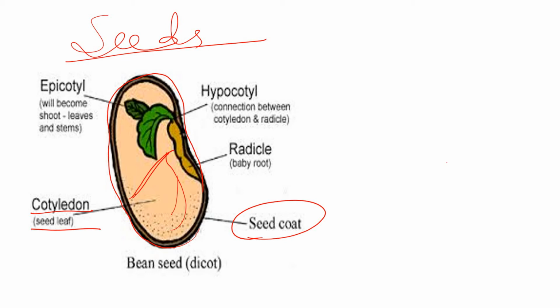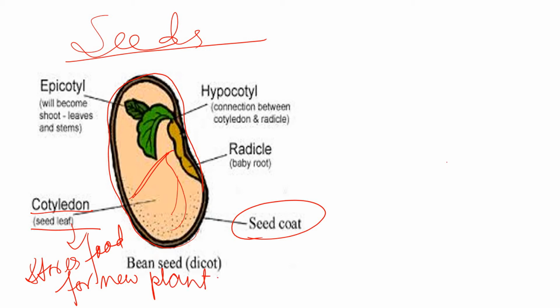Now what is the role of cotyledon in the seed? So the cotyledons are the ones which store food, okay, they store food for the new plant or embryo. They store the food for the new plant, because from this seed a new plant is going to emerge, right? So that new plant needs food. So who will provide that food? This cotyledon which is present inside the seed is going to provide the food.